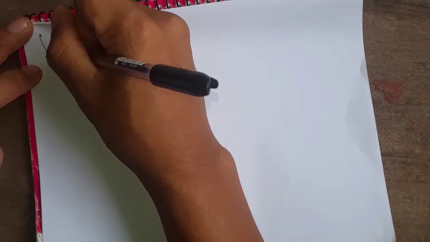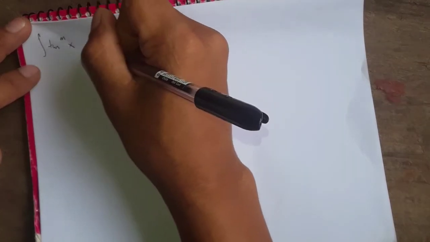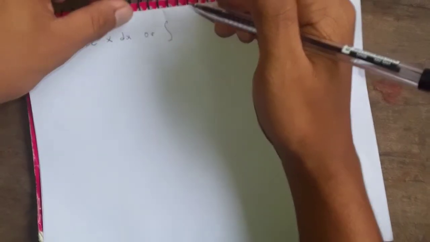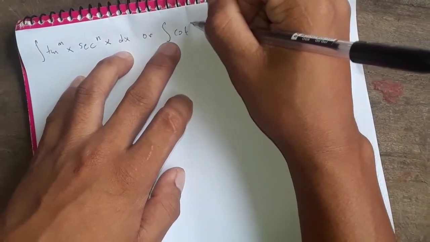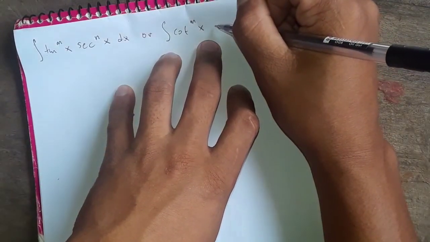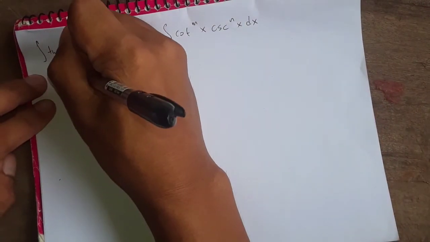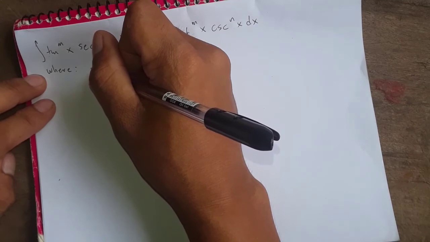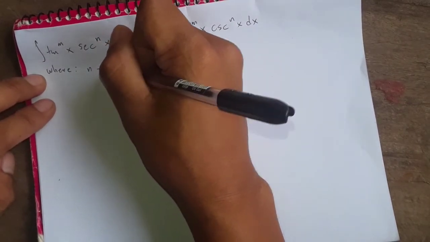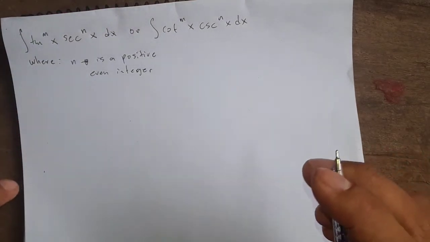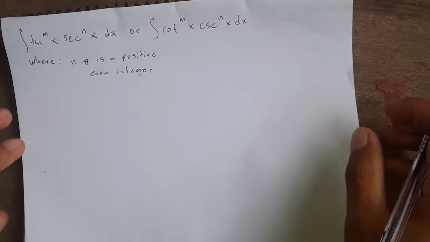So next, an argument here in transformation of trigonometric formulas. If we're going to integrate a function, for example, tangent raised to the power m of x times secant raised to the power n of x dx, or a function which is cotangent raised to the power m of x times cosecant raised to the power n of x dx, where our n here is a positive even integer.